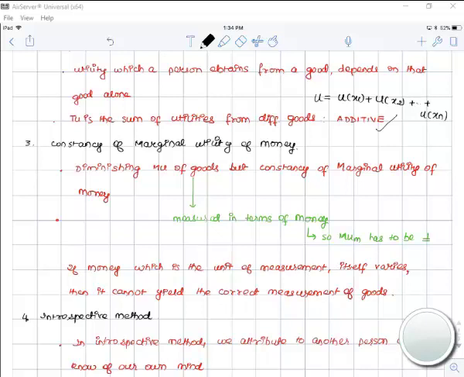I'll be doing those questions once I've completed this particular topic. Then I'll be seeing what kind of questions have appeared in the paper. So this is one question which they have asked. And this is also one of the assumptions, the constancy of the marginal utility of money.